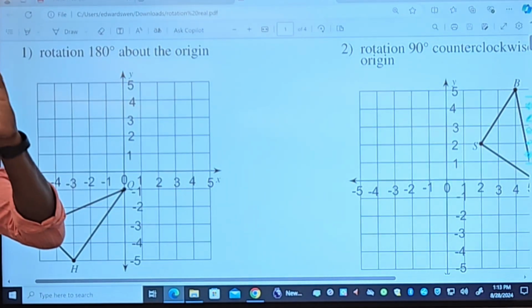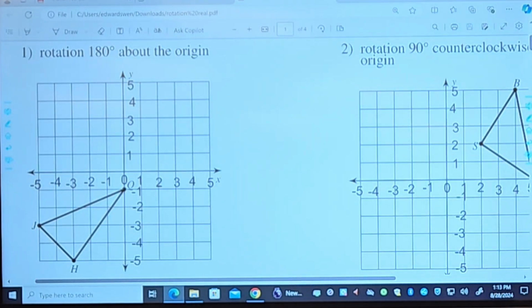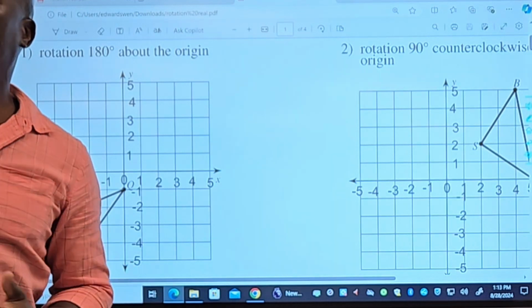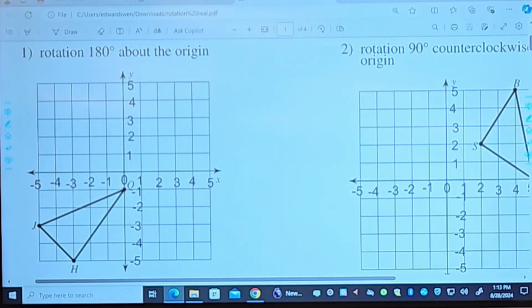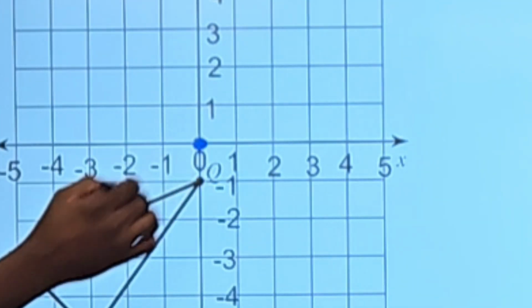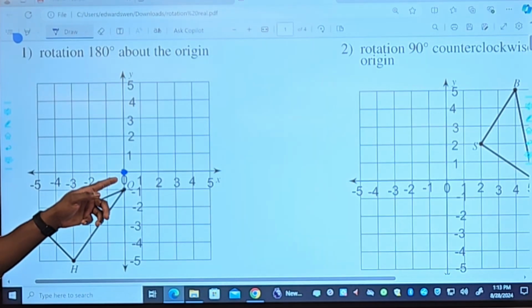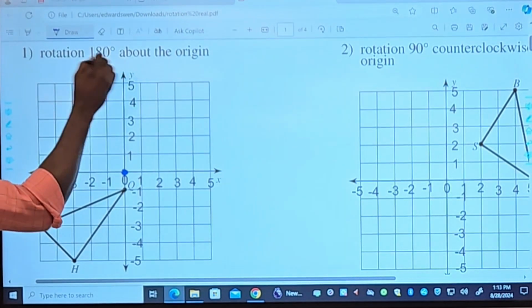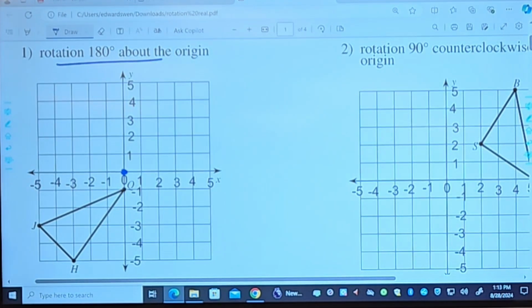I'm going to do a few examples, right? So we're looking at rotation, and for every rotation, there's going to be a center of the rotation. All the rotations that we're looking at now, the center is the origin, which is where the x and the y axis meet. So we're going to be rotating around here. Now, we've got to pay attention to details. First, we're rotating 180 degrees, right?